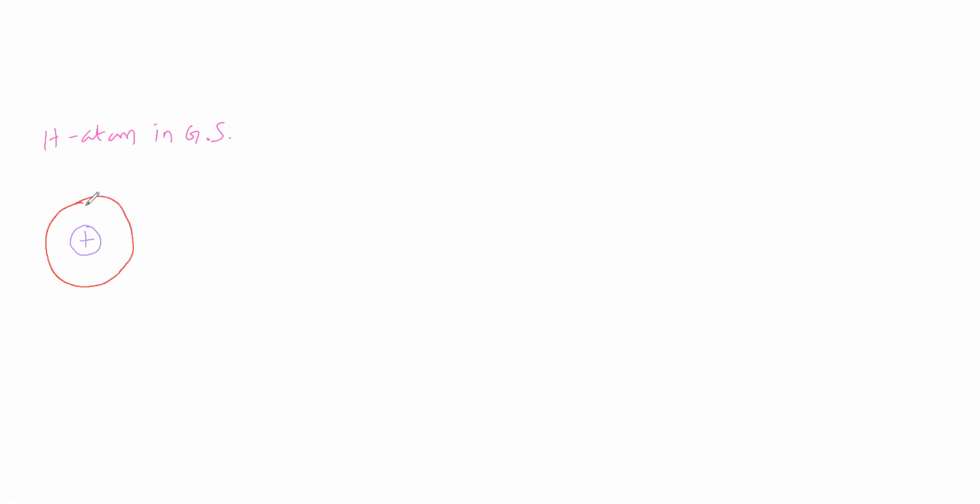Electron is present in the first level. When electron is present in first level, what is its energy? Energy of electron is minus 13.6 electron volt. Okay. So now you see that hydrogen atom is in ground state. What does it mean? Electron of hydrogen atom is in first energy level. So when electron is in first energy level, its energy is minus 13.6 electron volt.